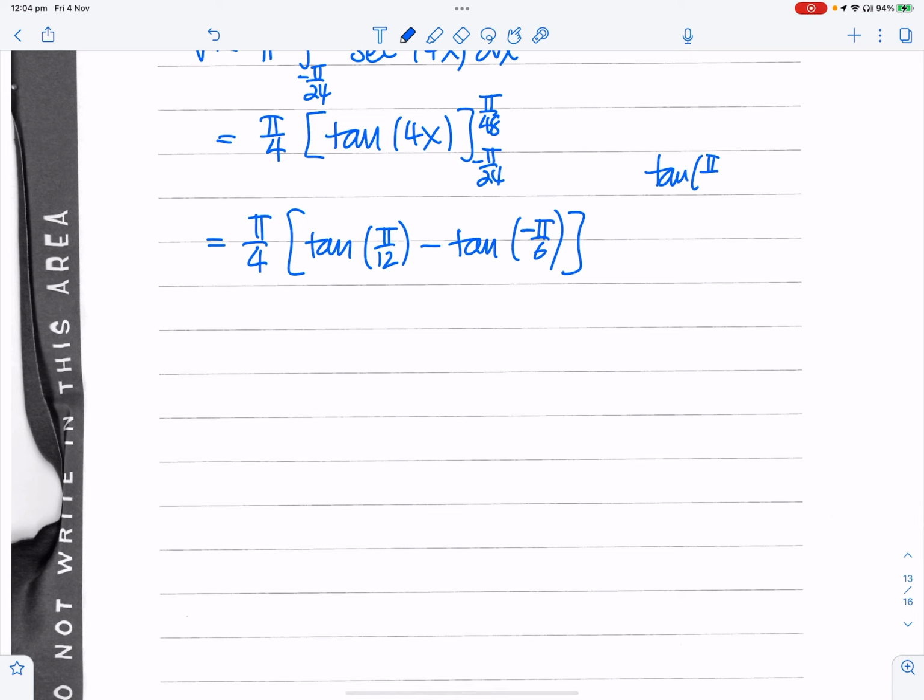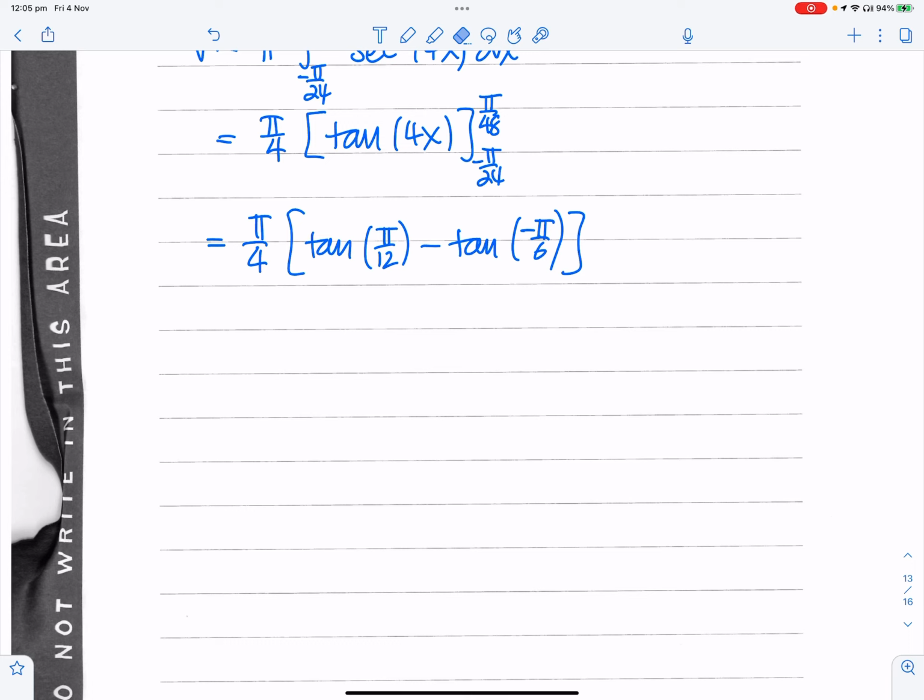We know tan of pi on 6 is equal to 2 tan of pi on 12 over 1 minus tan squared of pi on 12. What's tan of pi on 6? It's 1 on root 3. So 1 on root 3 is equal to 2 tan of pi on 12... Is it easier to just use a compound angle formula? I think it will be.